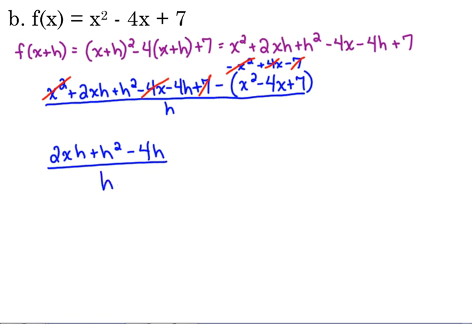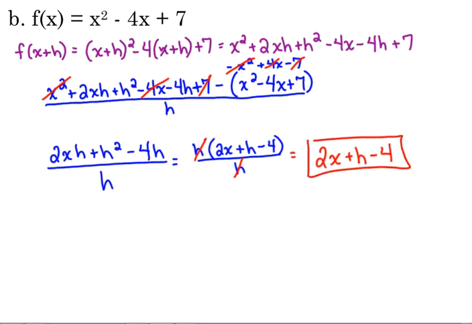Over h. Now, in that numerator, do those terms have something in common? Yes, they all have an h. Let's pull that out. 2x plus h minus 4 over h. We can cancel those h's because we were able to factor that h out of the numerator. So our final answer is 2x plus h minus 4.